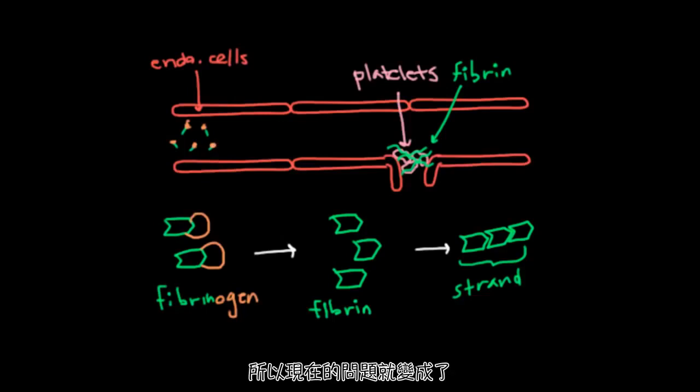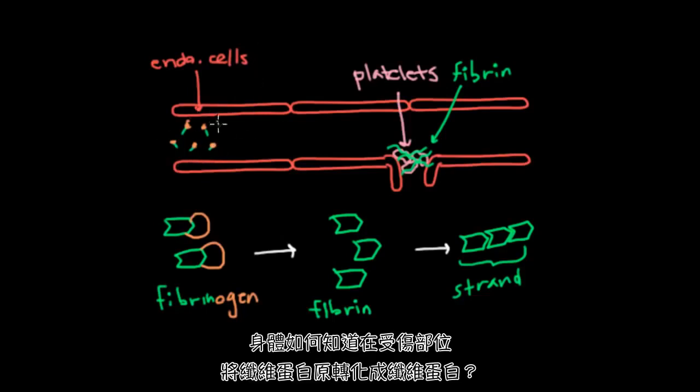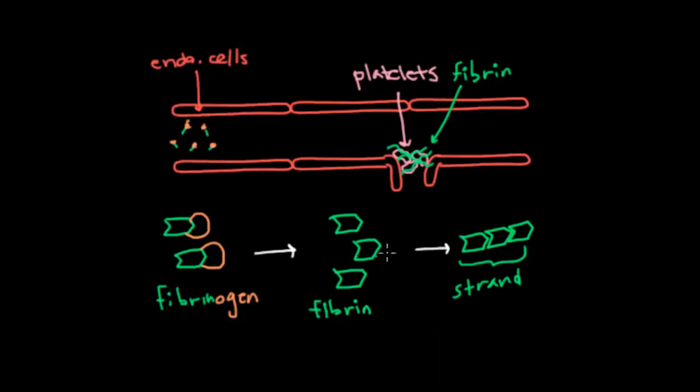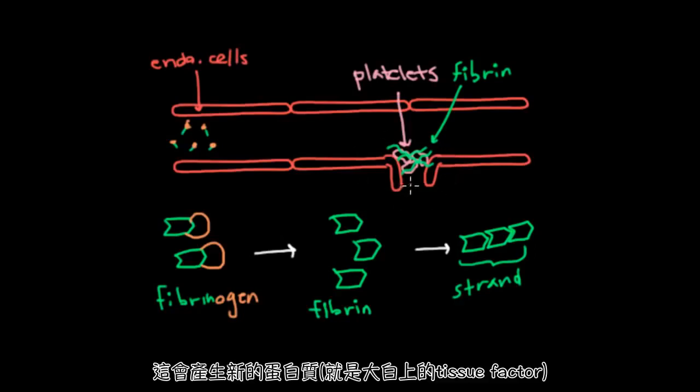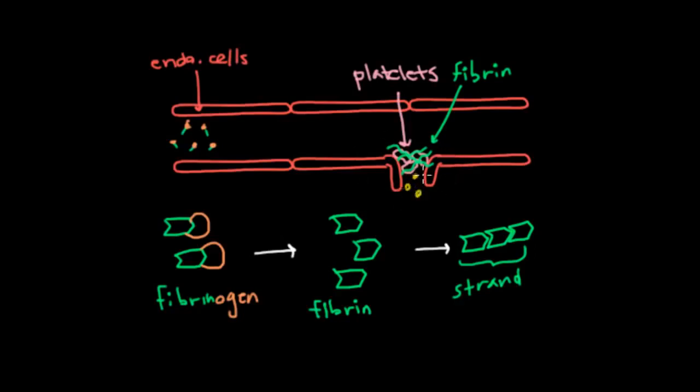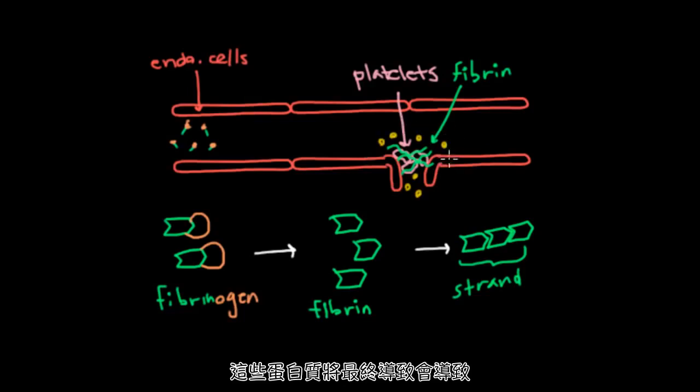So the question then becomes, how does your body know to convert fibrinogen into fibrin at the site of injury? And the answer is that when you injure your endothelium here, you're going to expose your blood to new proteins. And maybe your actual endothelial cells will release some proteins because they're damaged. So basically you have new proteins that weren't seen before and that are seen now. And those proteins will eventually cause fibrinogen to turn into fibrin.